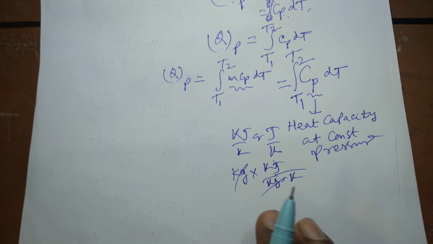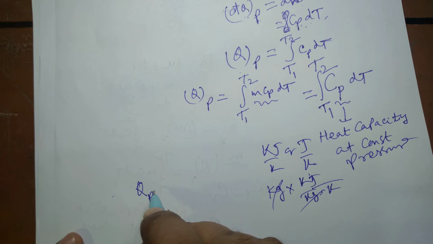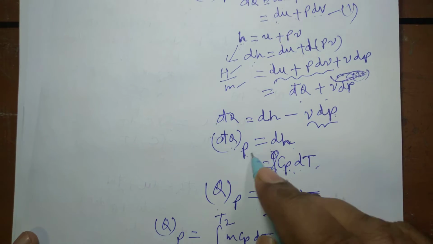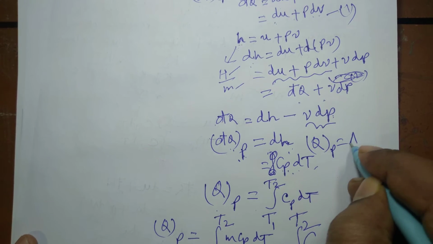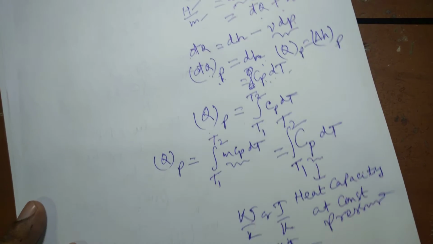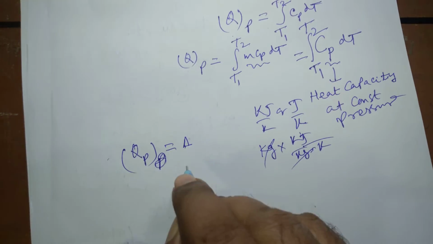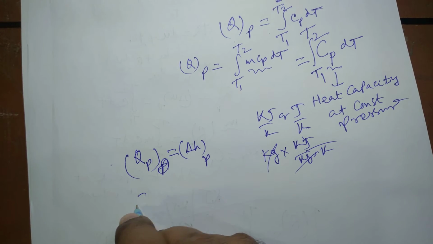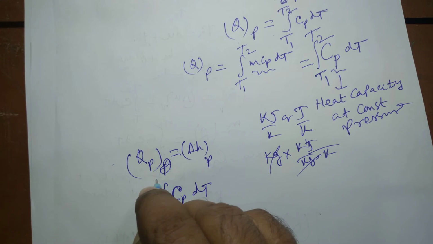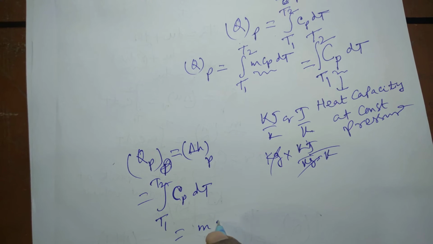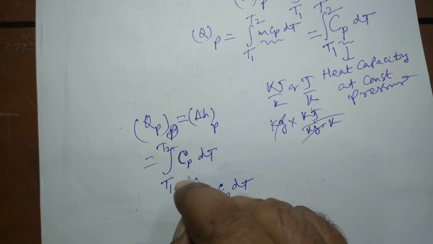So the heat added to a system during a constant pressure process, dqP, is equal to dH. So I can write Qp is equal to delta H during a constant pressure process. So Qp is nothing but delta HP. Delta HP is equal to the integral of capital Cp dT, limit from T1 to T2, or I can write mass into small cp dT, integration limit from T1 to T2.